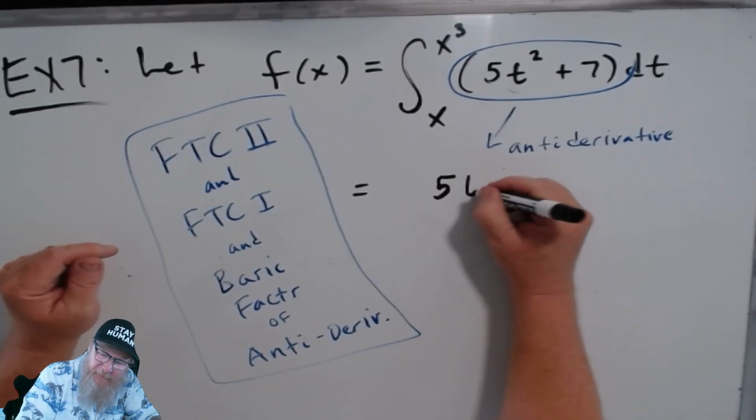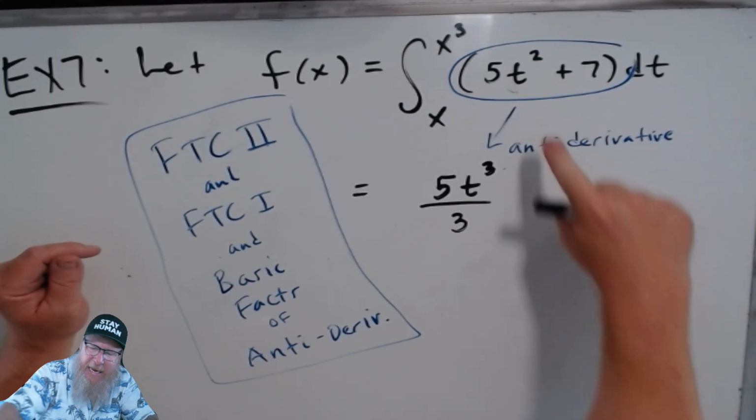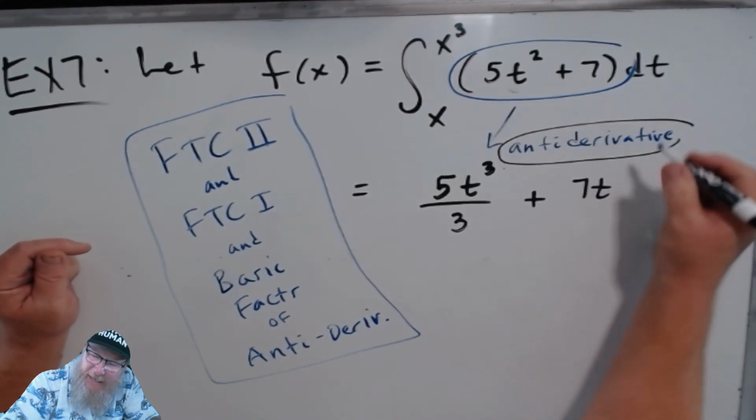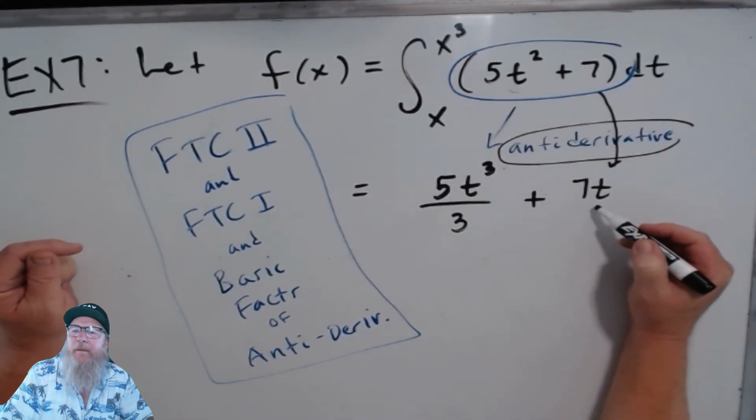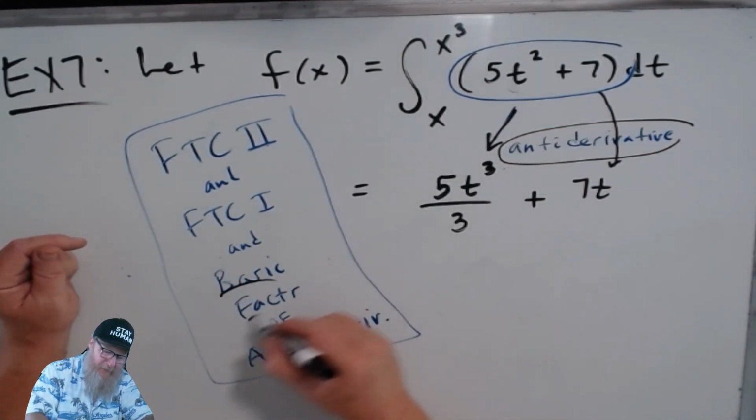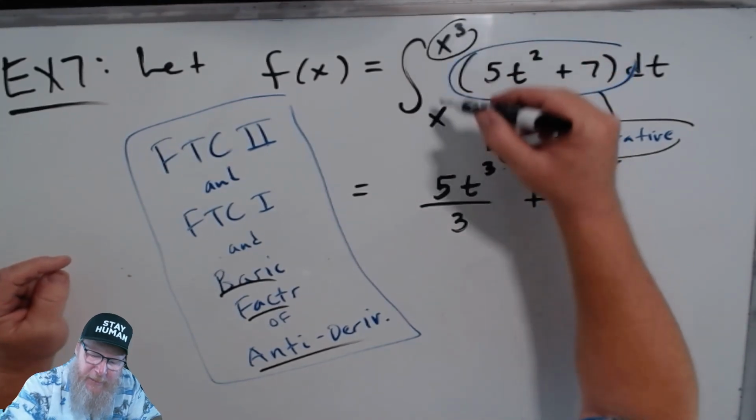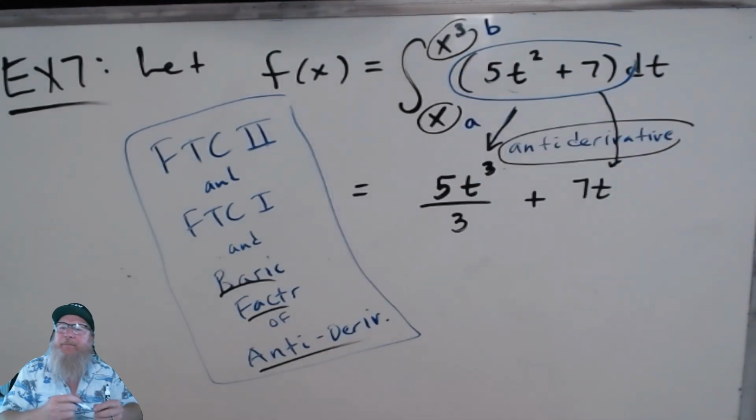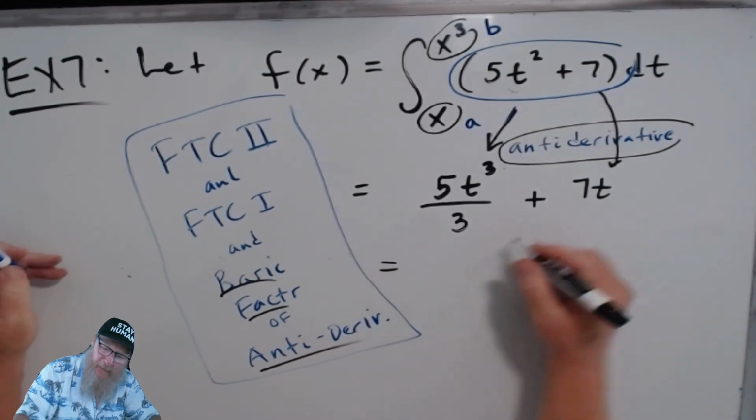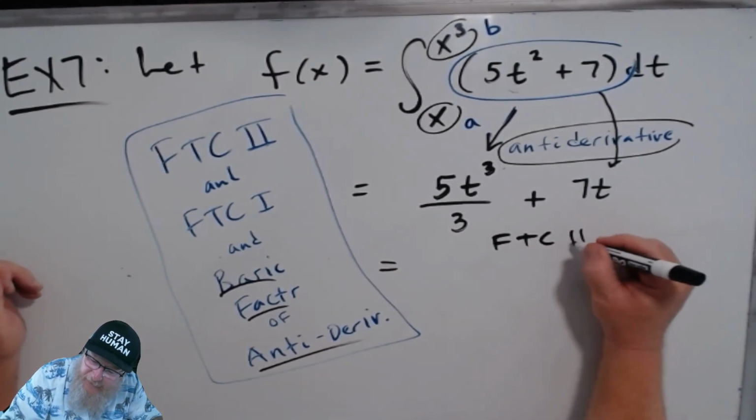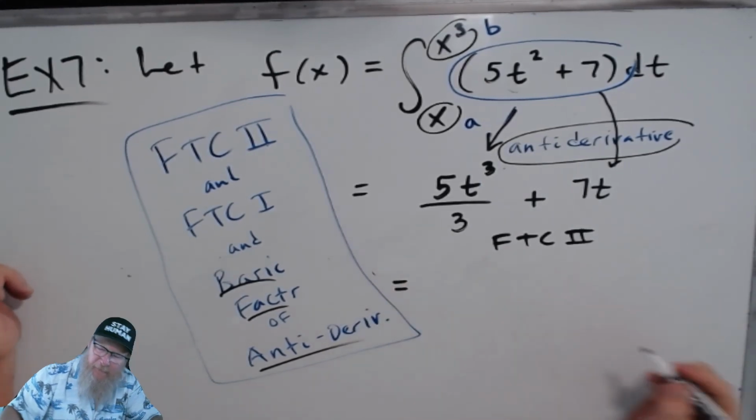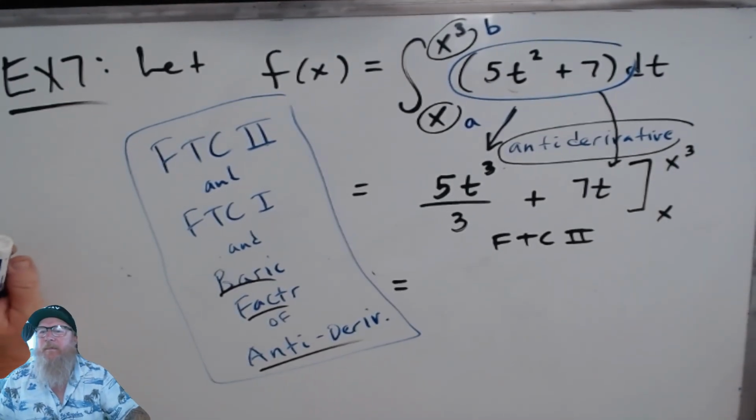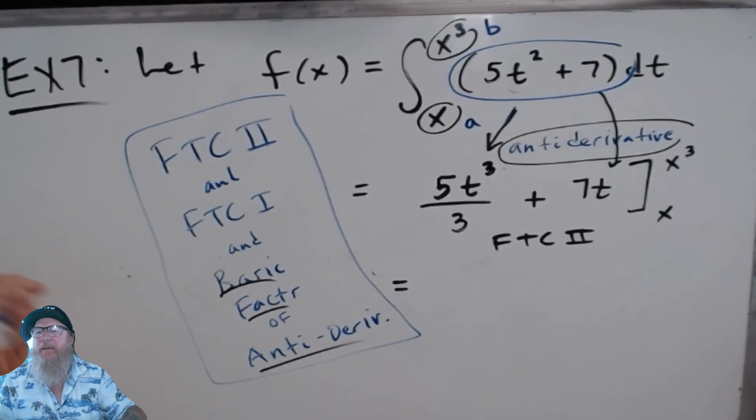So we're going to go 5t to the third over 3, that's the basic antiderivative, plus 7t. All right, so those are your two basic antiderivatives. Then you do the boundaries. So this is your A and this is your B, from A to B. And then you use FTC2, Fundamental Theorem Part 2. So you plug in A and B. You plug them in.